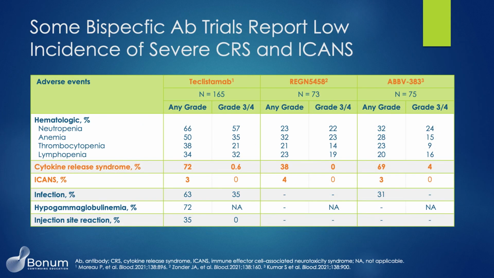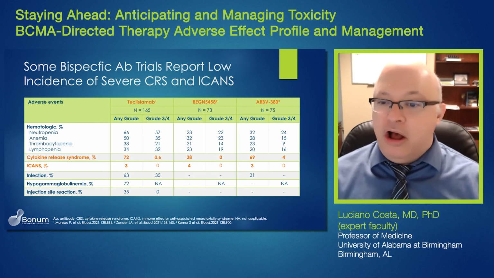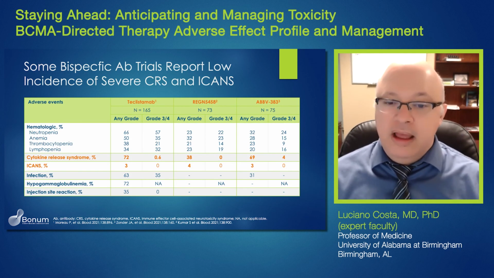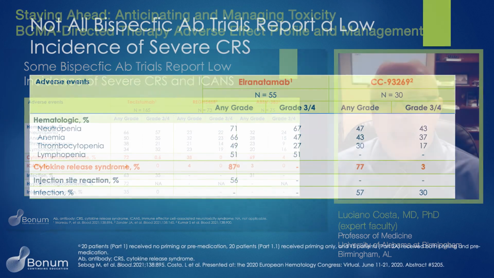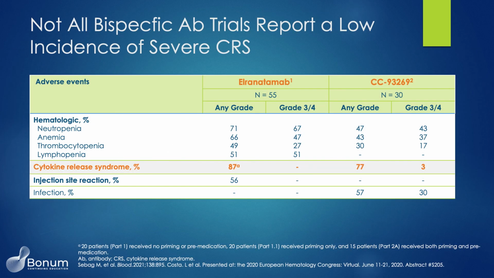Hypogammaglobulinemia is almost a fixture. All those agents target BCMA, which is present not only on the malignant plasma cells, but also on the normal plasma cells, and they will cause hypogammaglobulinemia. That often can be mitigated by the administration of IVIG, particularly in patients who have a history of recurrent infection. Two other bispecifics are also in study, elranatamab and CC-93269.